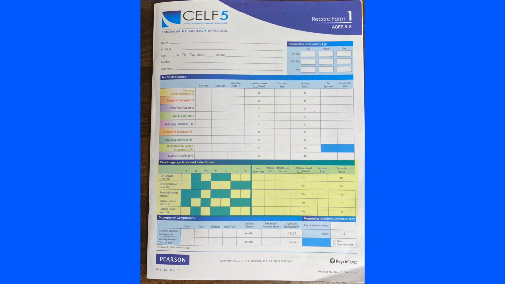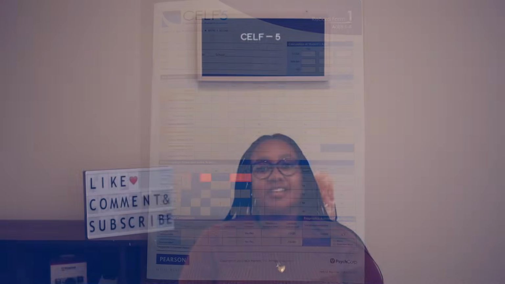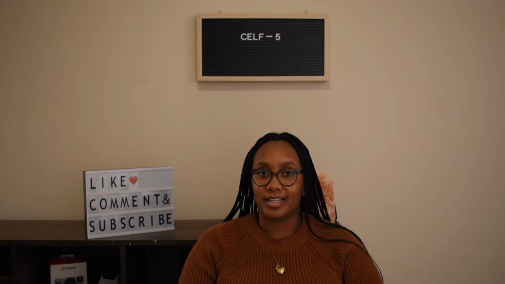But if you look right below the scaled scores, you're going to find the core language and index scores. These are great to find an overall encompassing score of what the client may be able to do. So for example, if you wanted to find the core language score, you would only need to give the sentence comprehension, word structure, formulated sentences, and recalling sentences subtest portions of the assessment. So let's go ahead and move on to administering the subtest.